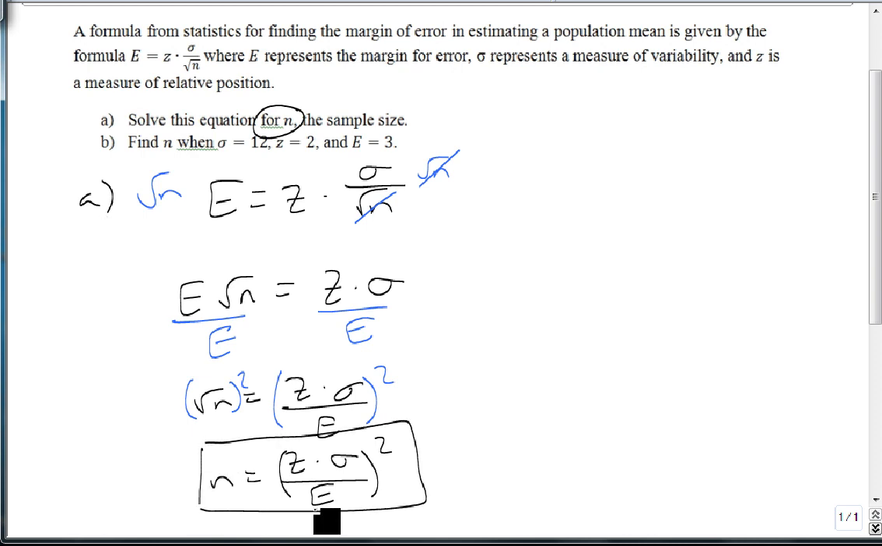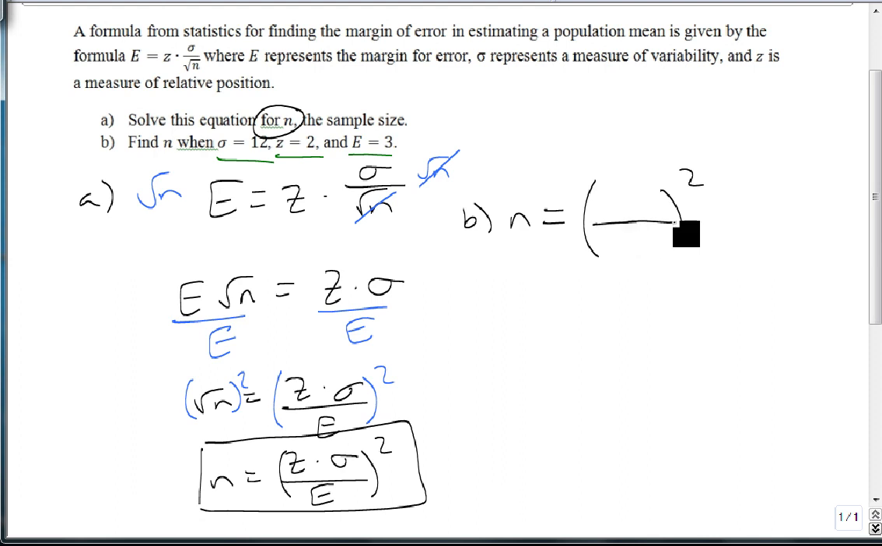So if I know the margin for error, the variability, and the relative position, I can figure out what my sample size was. So now let's actually use the numbers they give us. Delta of 12, Z of 2, and E of 3. So this is part B. And n equals something squared.